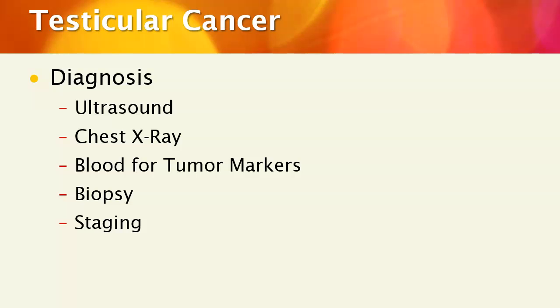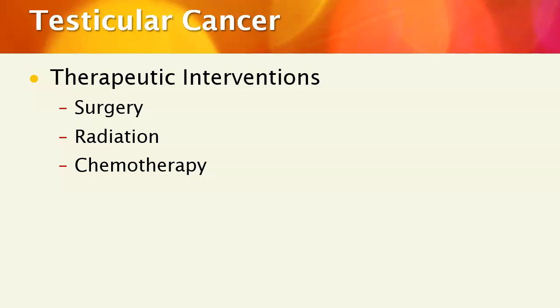Diagnosis for this, we can do an ultrasound of the testes. The chest x-ray would be indicative of any metastasis to the lungs, for example. We can do blood for tumor markers like HCG, which is actually the pregnancy hormone, but you will see an elevation in that with testicular cancer. And then just like all of our other cancers, we always biopsy to get confirmation of diagnosis. And then we want to stage this to see how aggressive we're going to get with our therapeutic interventions.